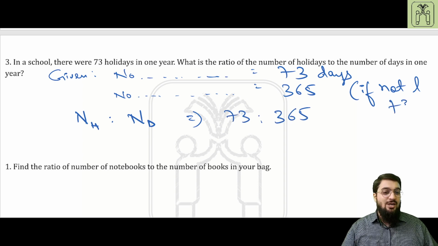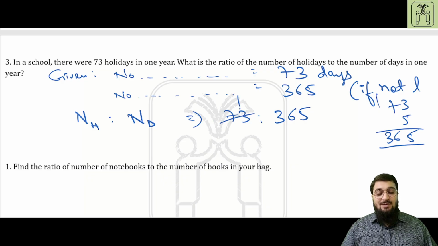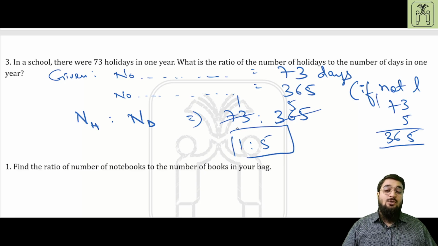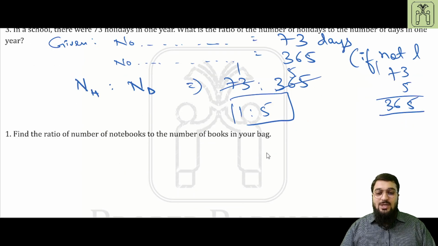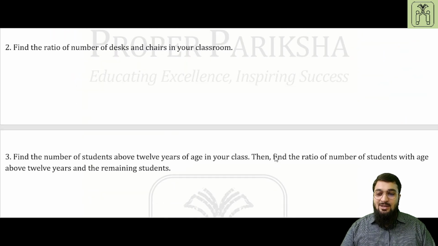And if you try to multiply 73 into 5, what will be the answer? Let us see by calculating that. 5 threes are 15 and 7 fives are 35 plus 1, 36. Therefore, 73 will be the HCF and this will be cancelled out and the answer will be 1 is to 5 for number of holidays to number of days in 1 year. So I hope that this is clear with you.